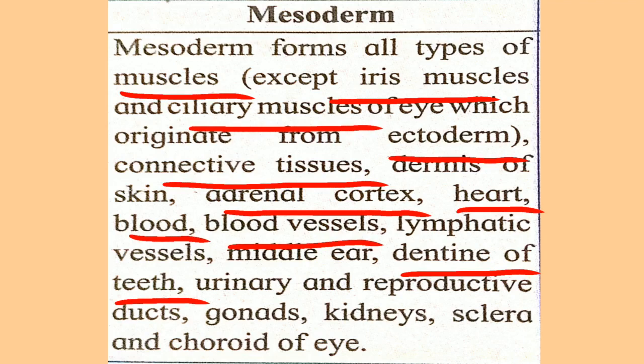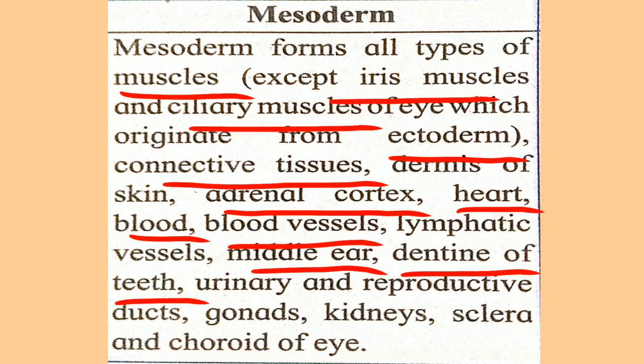Then see here, only the middle ear part is originated from mesoderm, and the inner ear and external ear are formed from this ectoderm. Then dentine of the teeth is originated from mesoderm, whereas enamel of the teeth is originated from ectoderm. So each and every part is developed from different germ layers. You must remember which germ layer the parts of every organ are derived from.